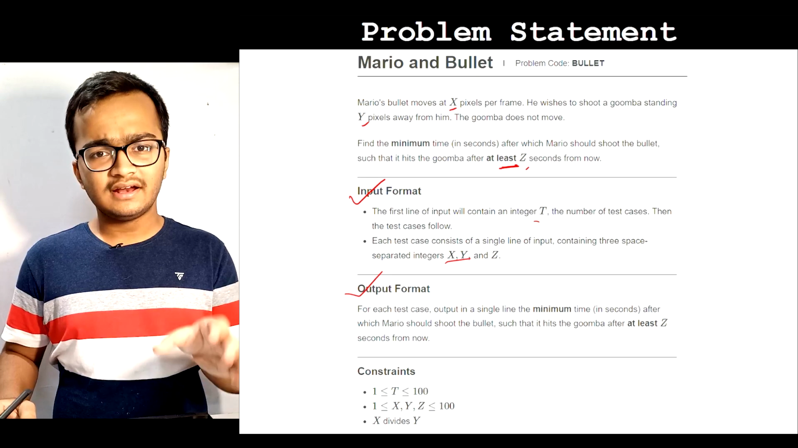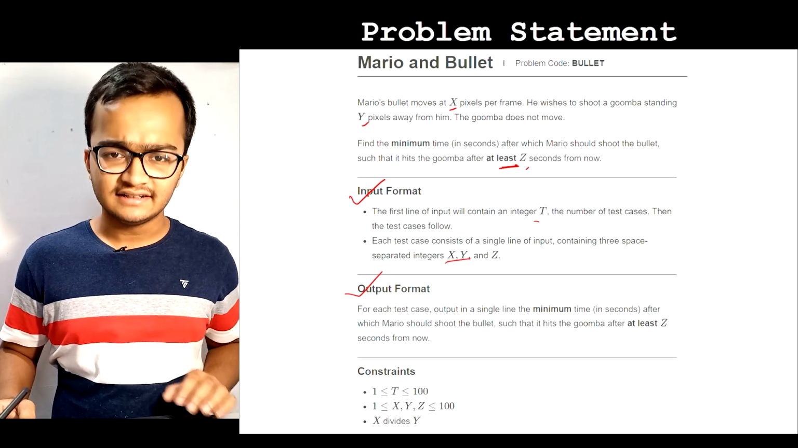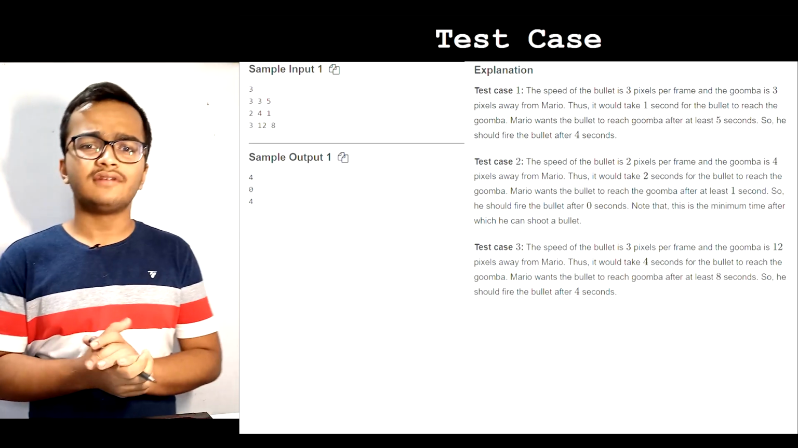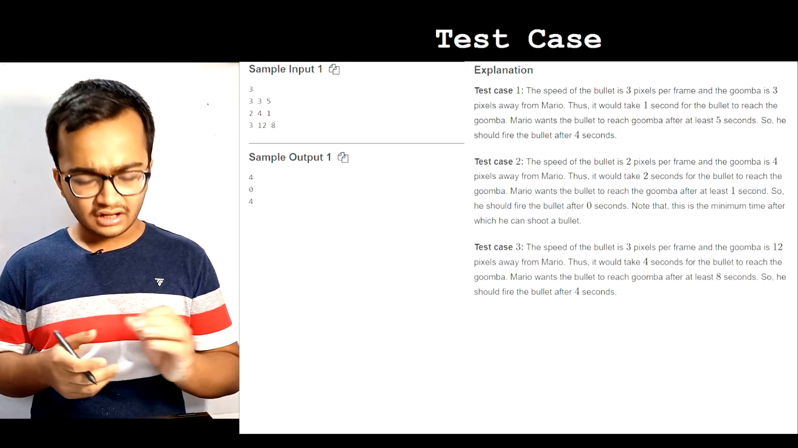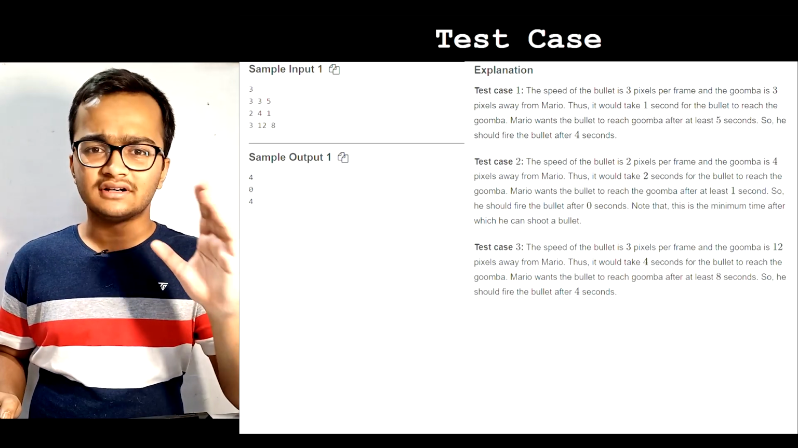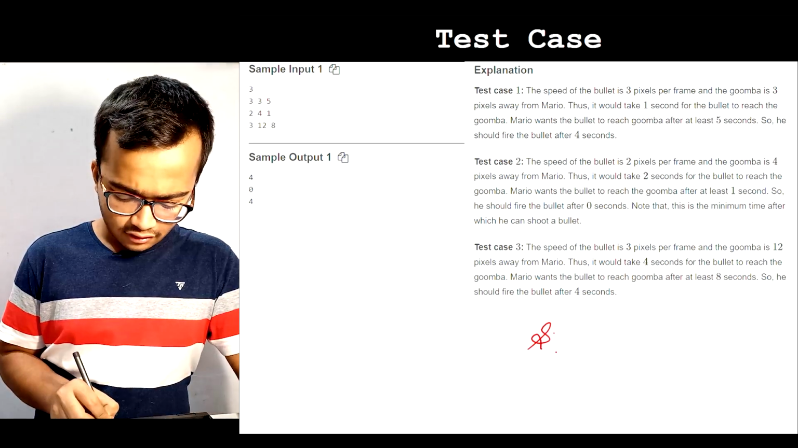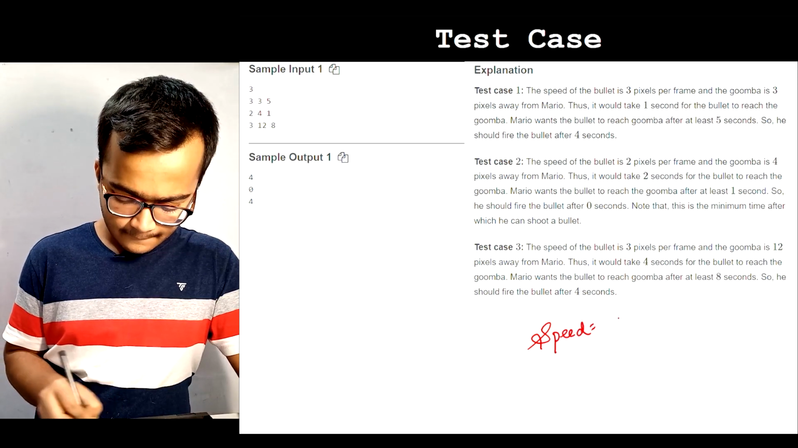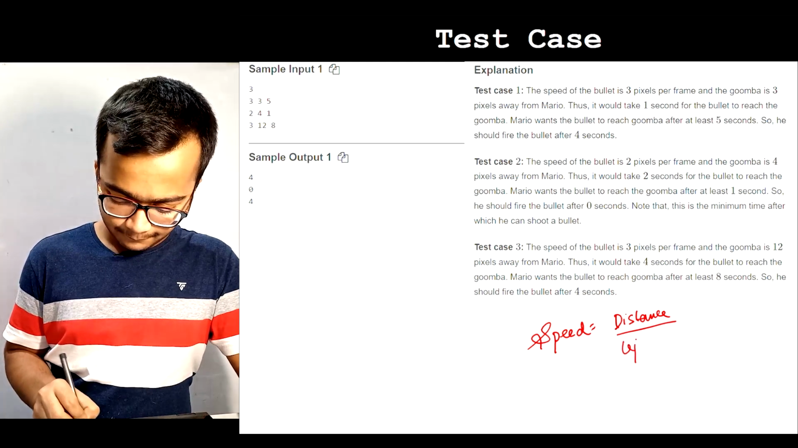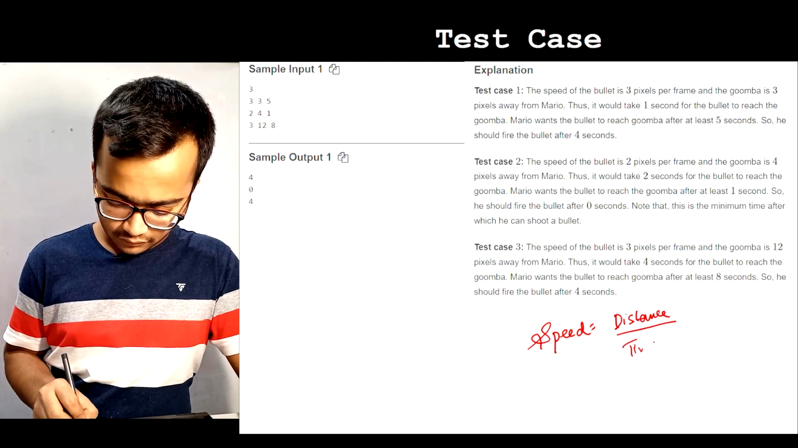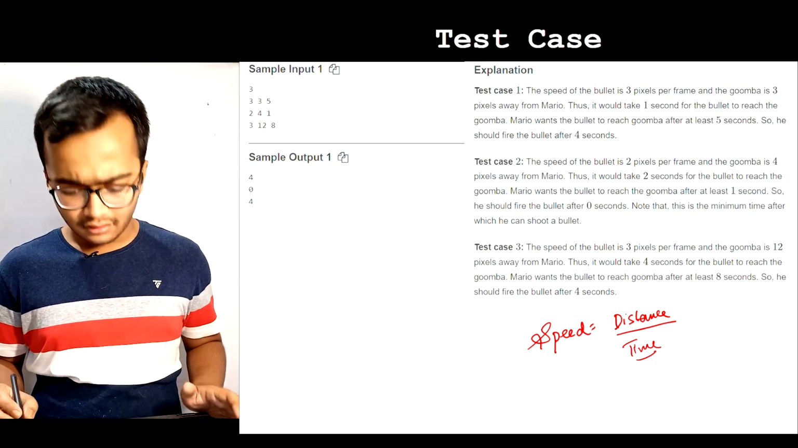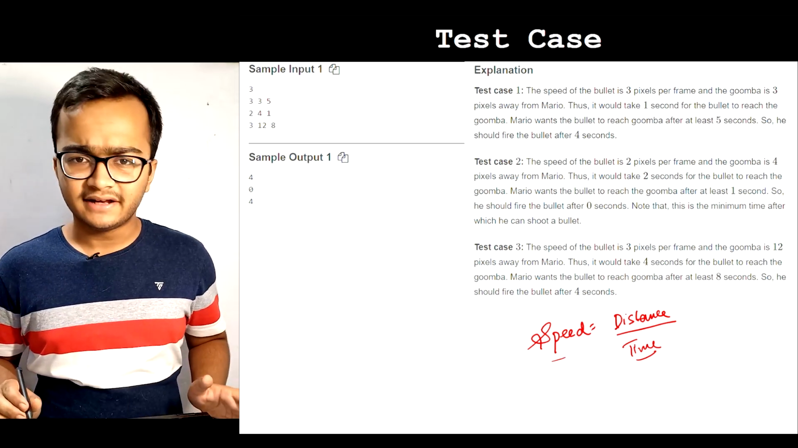So let's analyze the test cases first. Here we have the test cases. Now before solving the test cases, we have to understand a basic concept over here. Class 5 concept, very easy to understand. We have to understand the concept that speed equals distance upon time. This is a very preliminary concept we already have from our beginning. Speed equals distance by time.